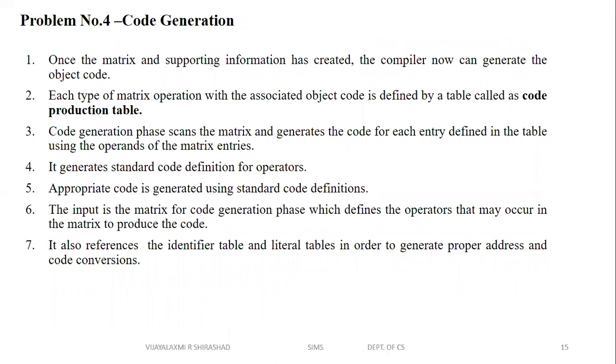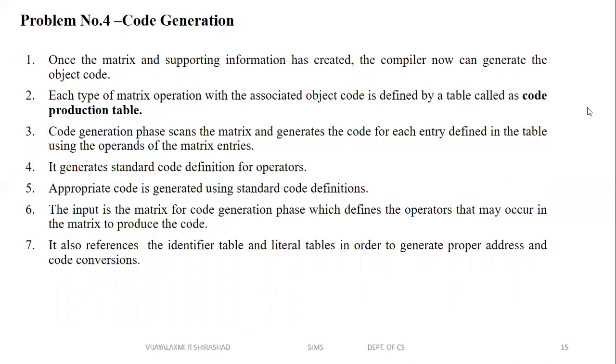Problem number 4, the last one, code generation. Once the matrix and supporting information have been created, the compiler can now generate the object code. Each type of matrix operation with associated object code is defined by a table called the code production table. So the code generation phase scans the matrix and generates the code for each entry defined in the table, using the operands of the matrix entries, which are held in the symbol and literal table.